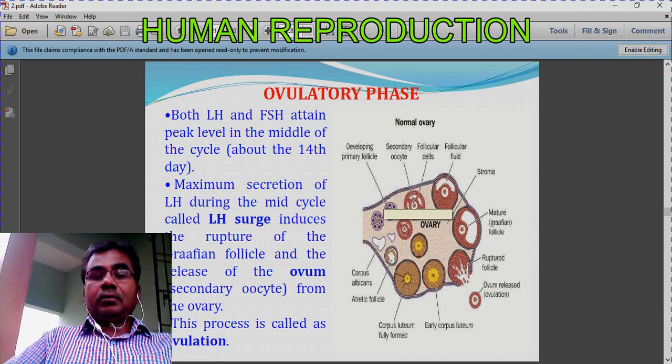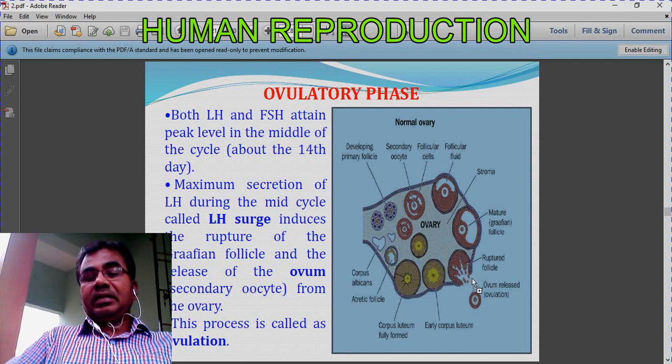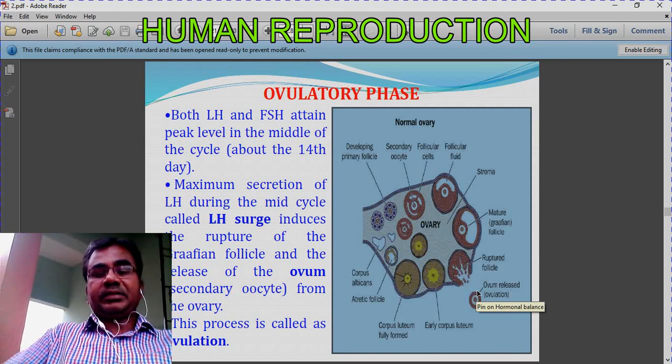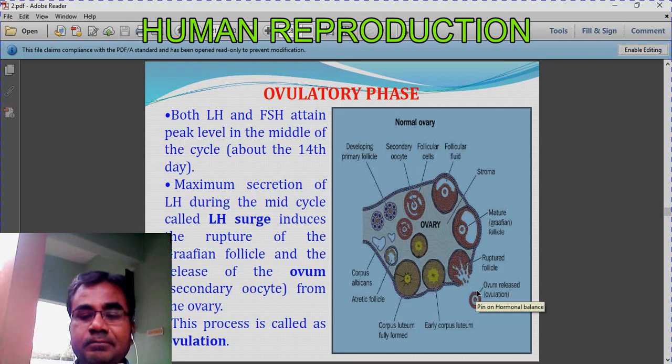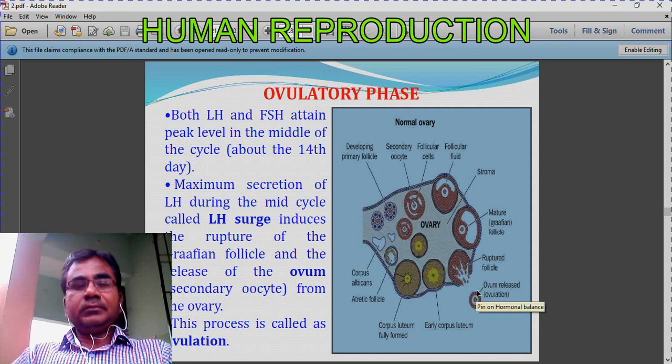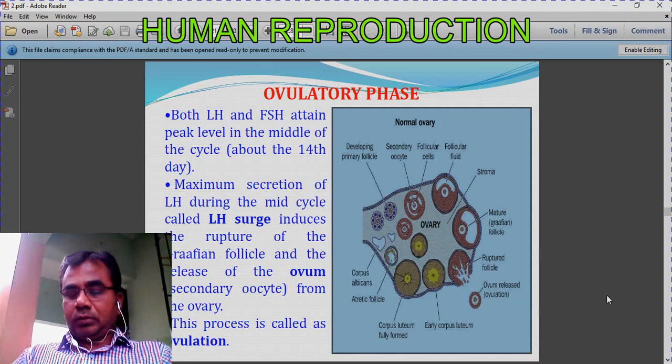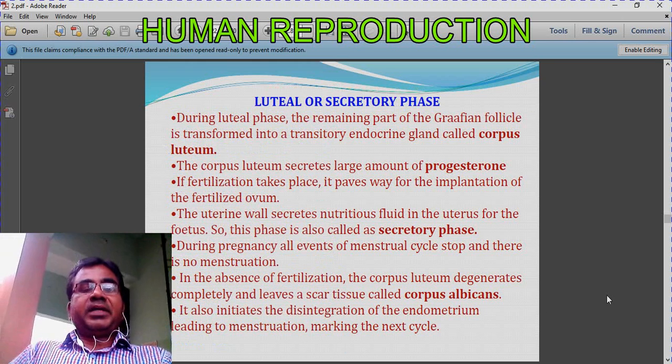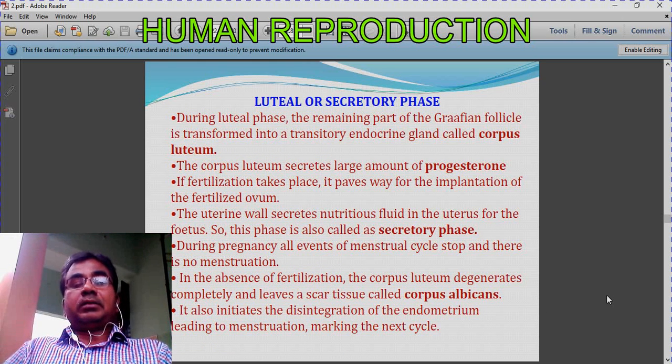Now look at this diagram. This entire structure is the Graafian follicle. This Graafian follicle is rupturing. Where is it ruptured? Here it is ruptured. Look at the arrow mark. Here it is ruptured, and from the Graafian follicle, what is released? The ovum is released. That process is called ovulation. So the third phase is also over, and the fourth phase is the luteal phase, otherwise the secretory phase.